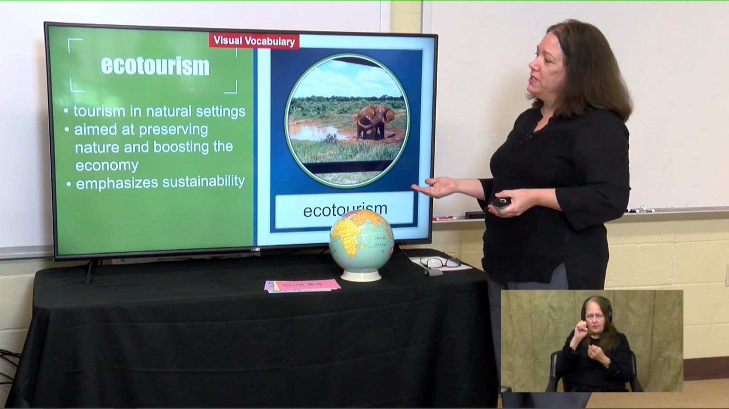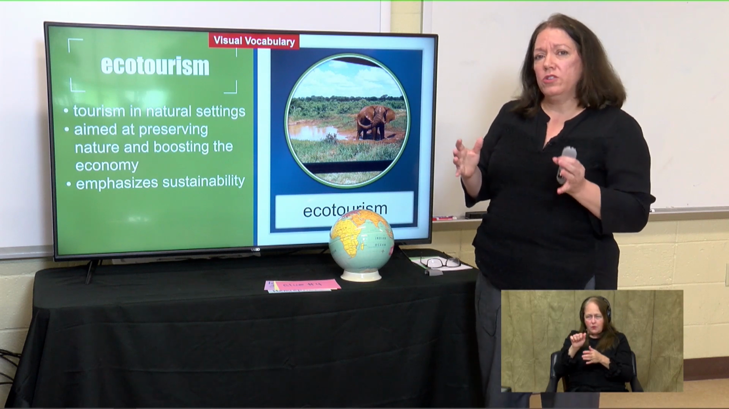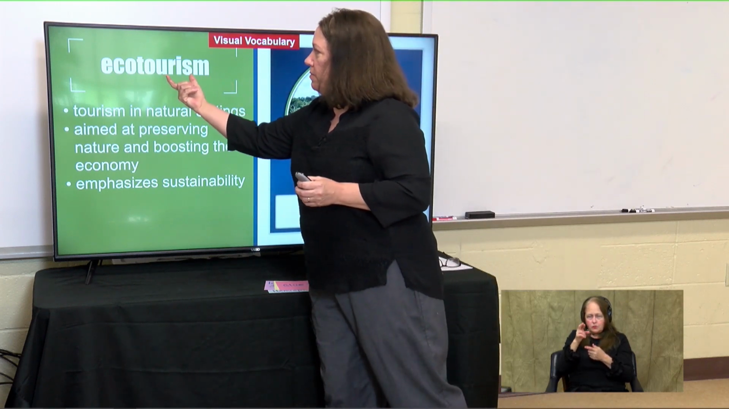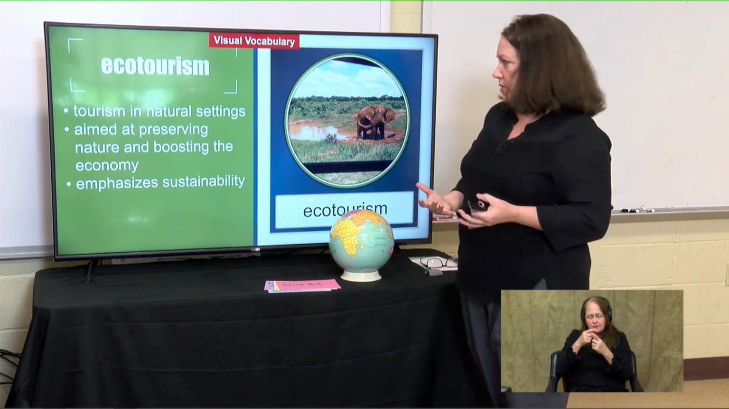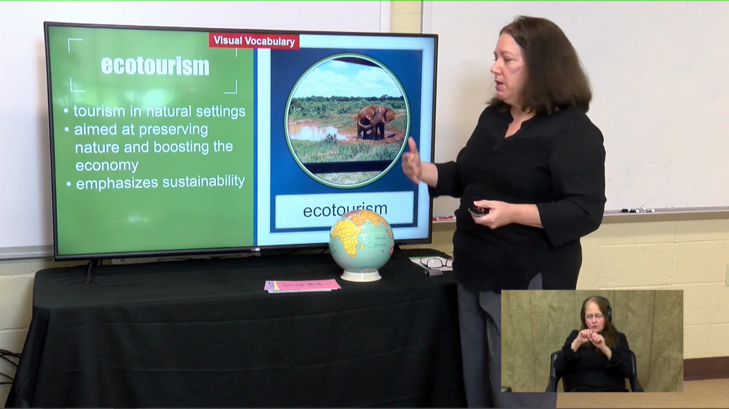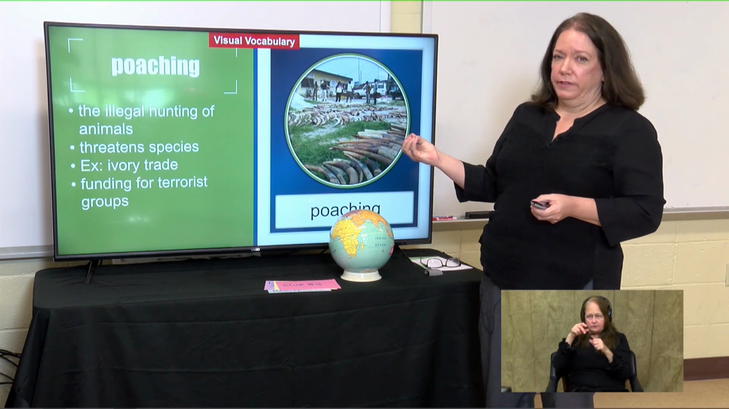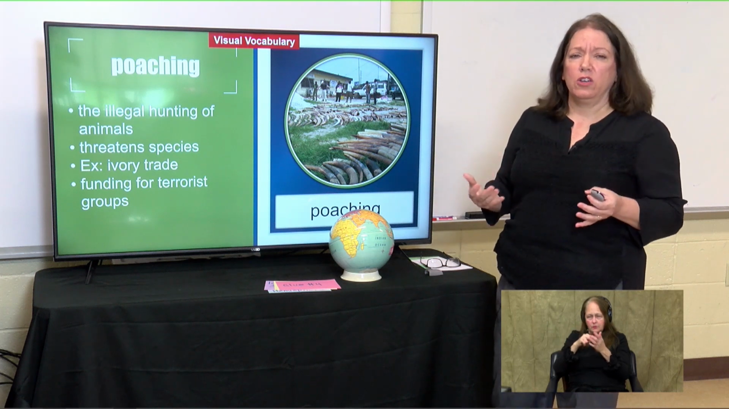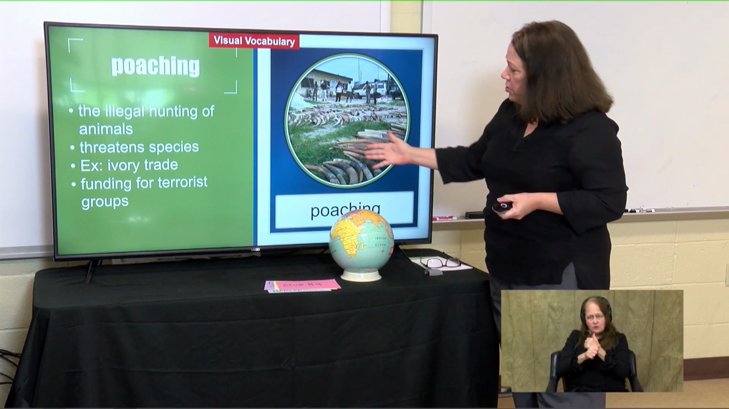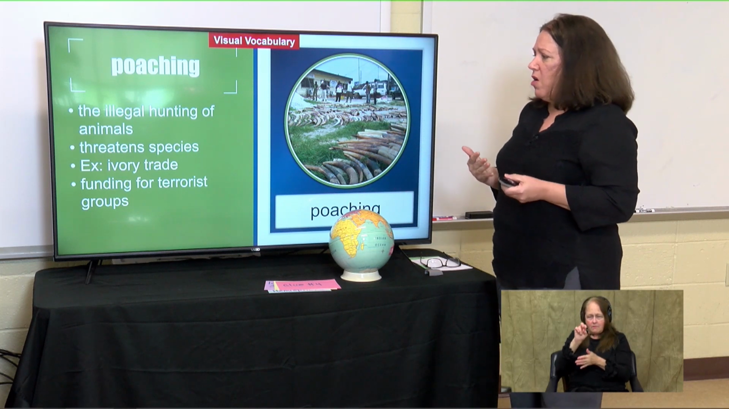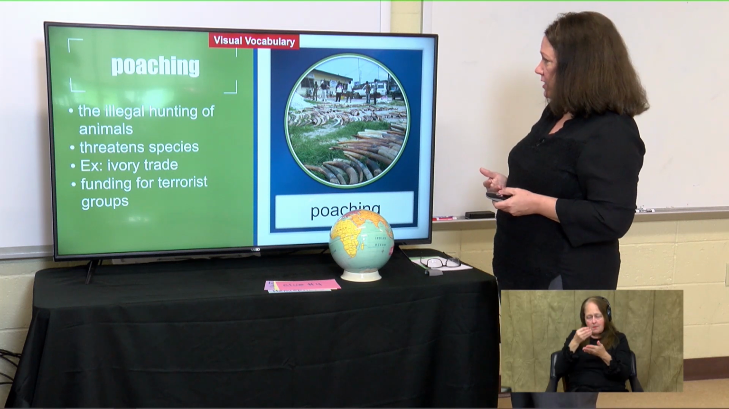Also, ecotourism is something that we've seen before, and you're going to see this in Africa as well. This is tourism in natural environments that is meant to preserve the ecosystem. It's meant to boost the economy but also promote sustainability. The word poaching: poaching is the illegal hunting of animals. It threatens species. An example pictured here is the ivory trade, which is a worldwide thing, unfortunately, and sometimes that money goes to funding terrorist groups.